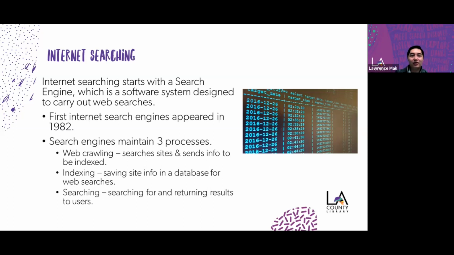So search engines maintain three basic processes. So the first is web crawling. So web crawling is when search engines crawl through the web and thoroughly explore websites and their individual contents and elements. And then once it explores a website, it will then index the site. That is, the site's information is saved in a database, which is then accessed when a user sends a search query.